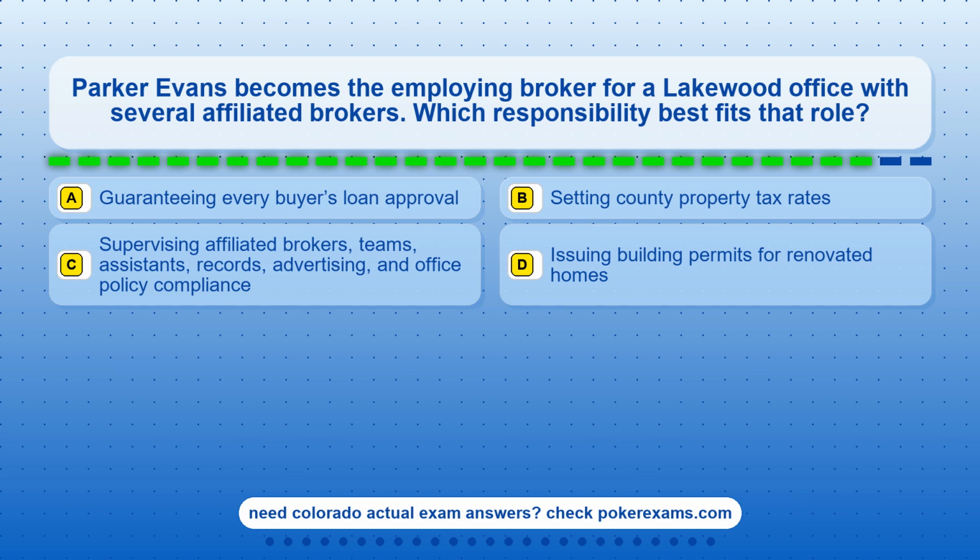Question 4. Parker Evans becomes the employing broker for a Lakewood office with several affiliated brokers. Which responsibility best fits that role? Option A. Guaranteeing every buyer's loan approval. Option B is setting county property tax rates. Option C. Supervising affiliated brokers, teams, assistants, records, advertising, and office policy compliance. Option D. Issuing building permits for renovated homes.